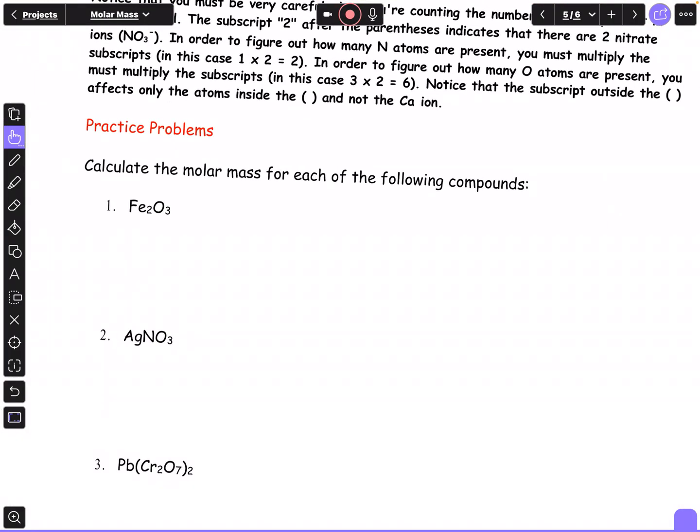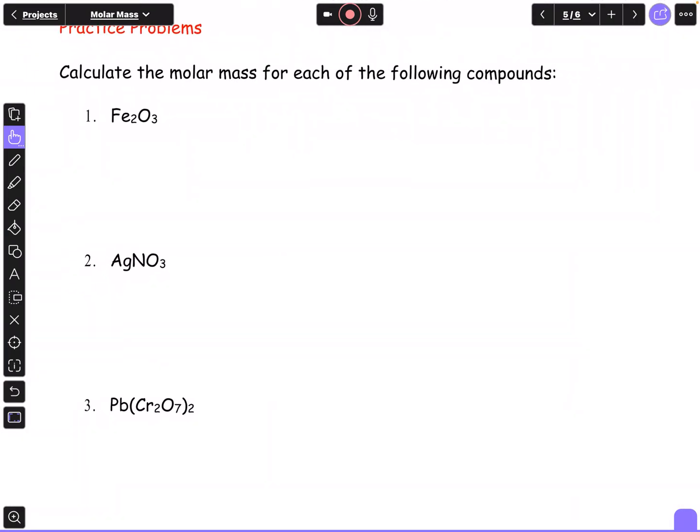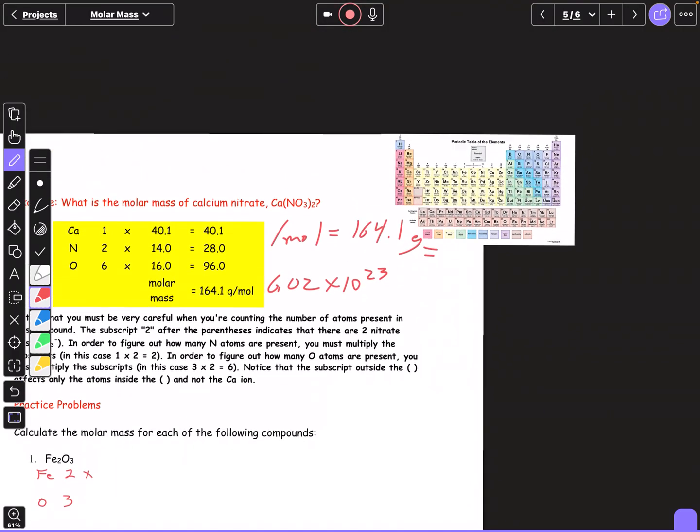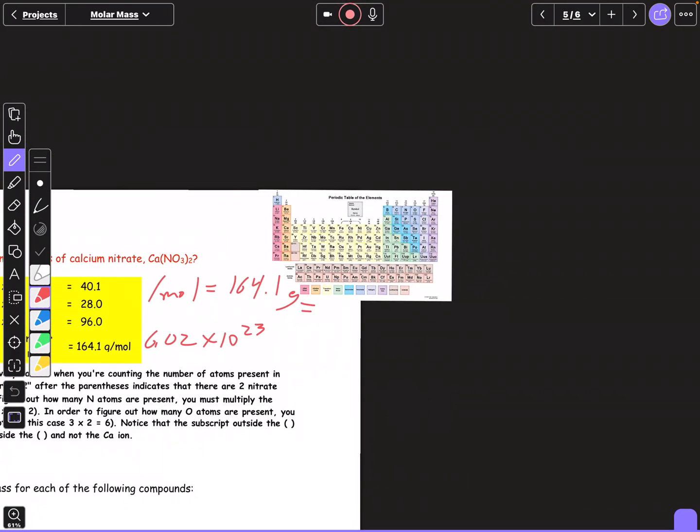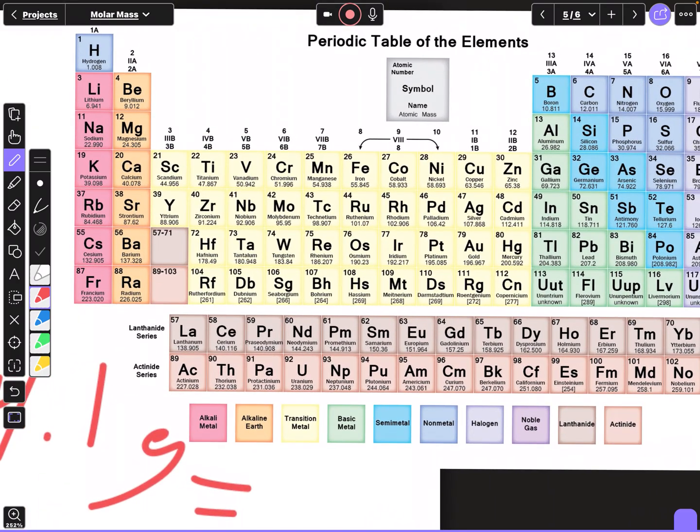Alright, so let's look at Fe2O3. Now the way I'm going to do this, my first step is I'm going to write the elements. This is made up of iron and oxygen. Iron, I have 2 of those. Oxygen, I have 3. So iron, I'm going to multiply those 2 atoms by its atomic mass. So if I look up iron's atomic mass, it is 55.85.